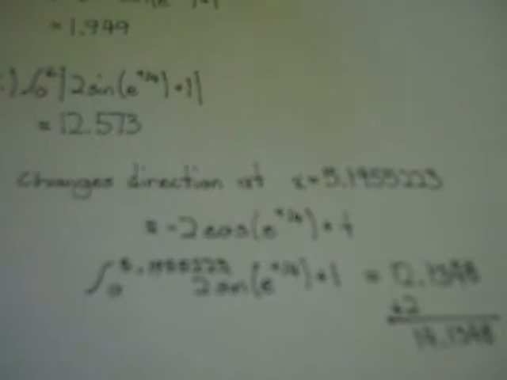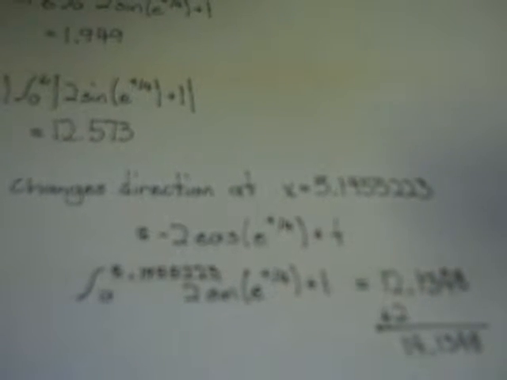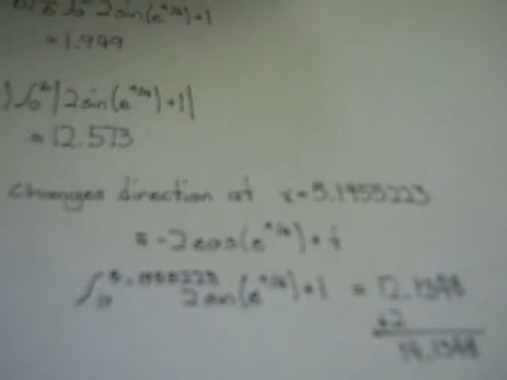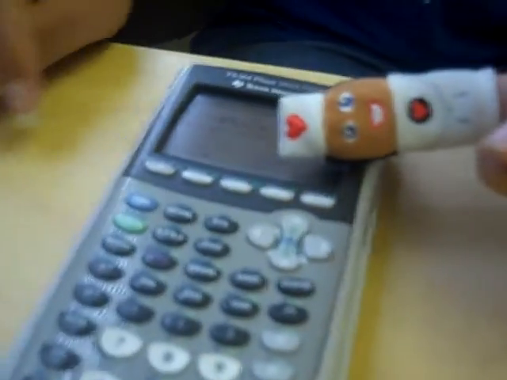12.573. D: for 0 less than or equal to t less than or equal to 6, the particle changes direction exactly once. Find the position of the particle at that time. In order to find when the particle changes direction between t equals 0 and t equals 6, we plug in the equation for velocity into y equals and press graph.